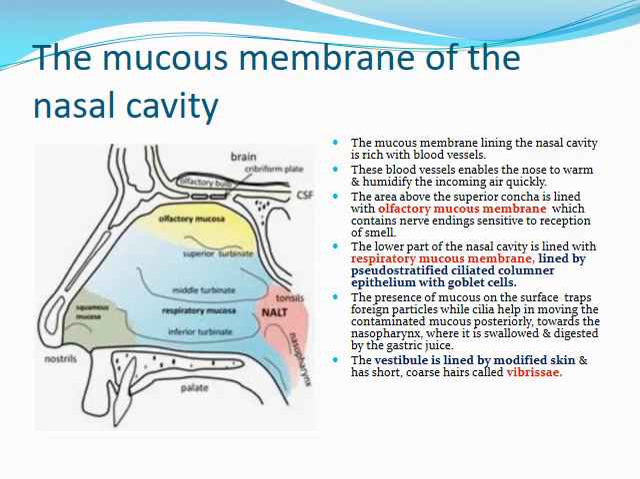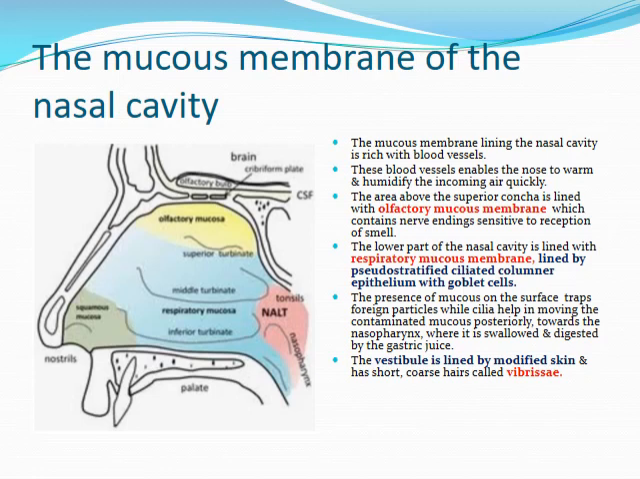Now let us see the mucous membrane lining the nasal cavity. This mucous membrane that lines the nasal cavity is rich with blood vessels, and these blood vessels enable the nose to warm and humidify the incoming air quickly.